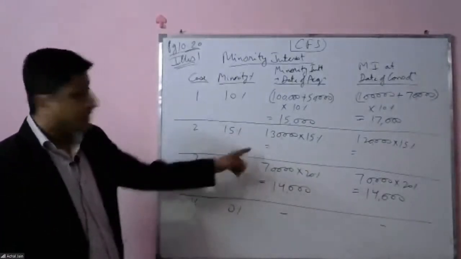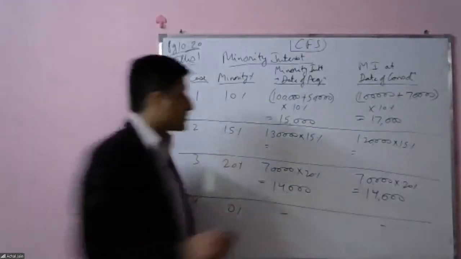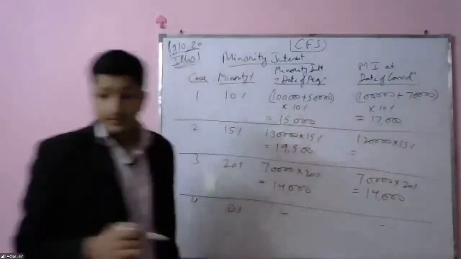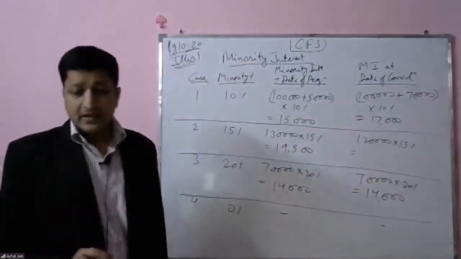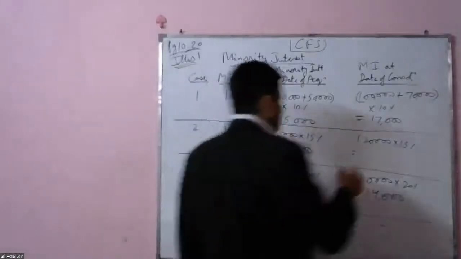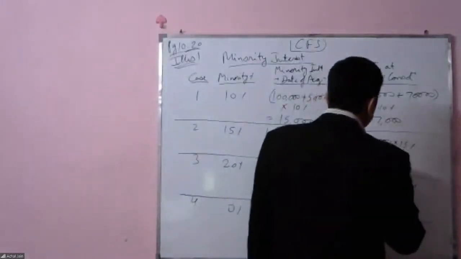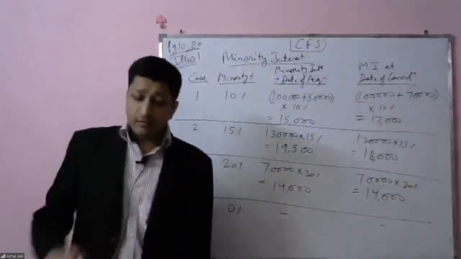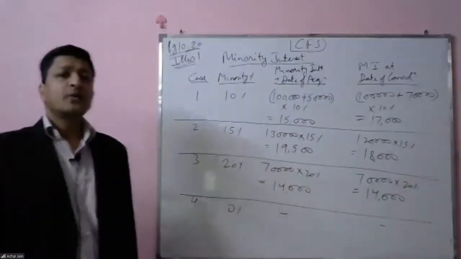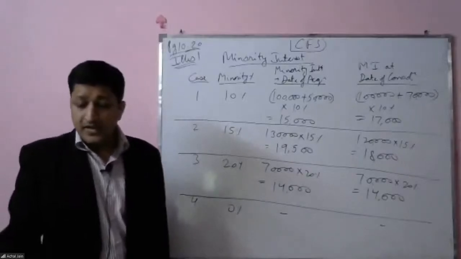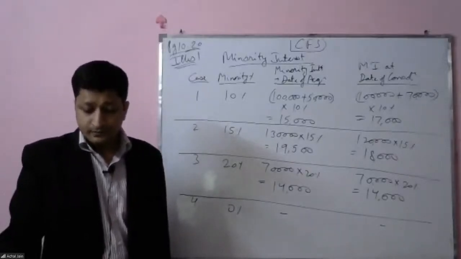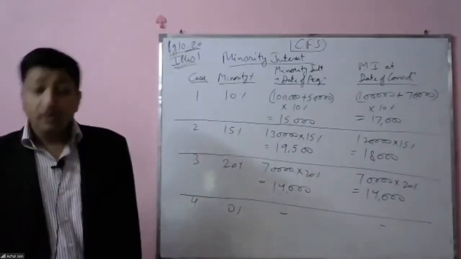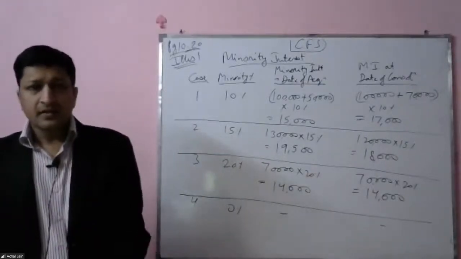Ram Kumar is saying for case 2, it should be 19,500. Very good. And for this one, he's saying it should be 18,000. And same is the response from Vasudha. Thanks to all of you. So with this, we have computed the first part, that is minority interest. Now what's the second thing we are required to do? Next step. Goodwill or capital reserve. Easy, yeah?